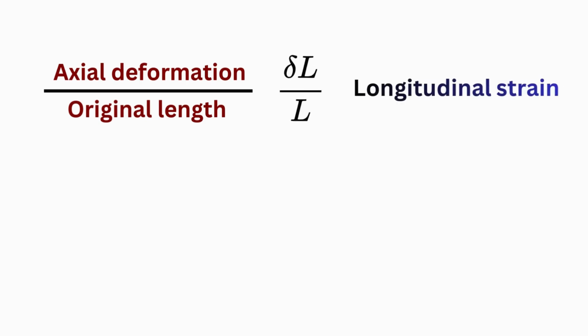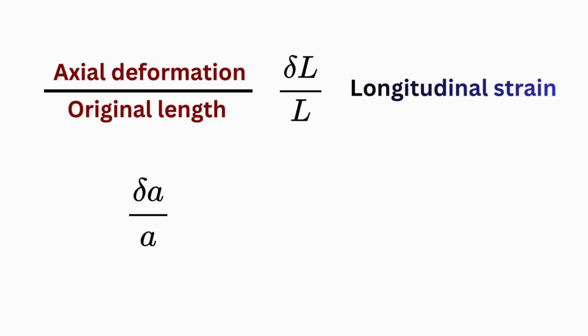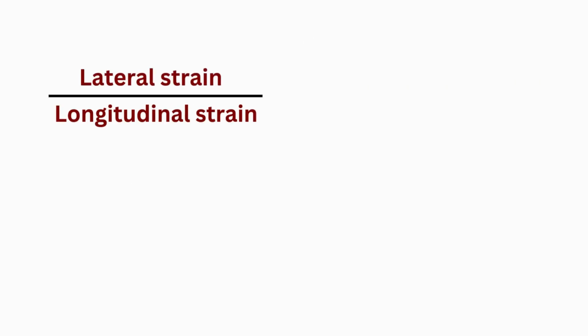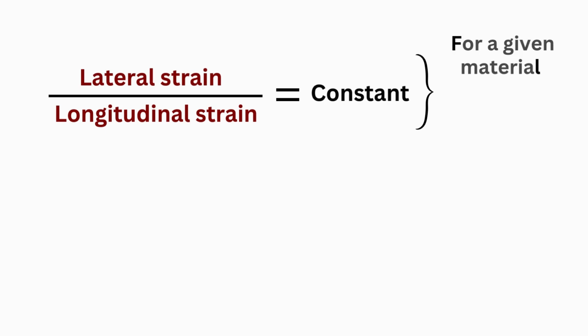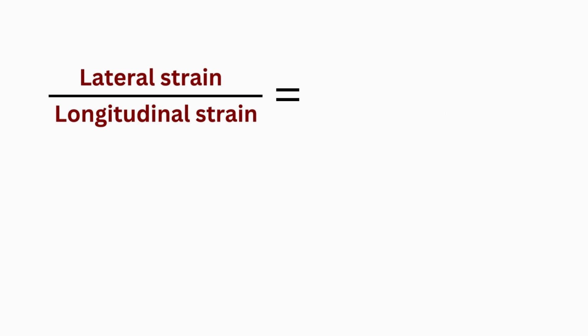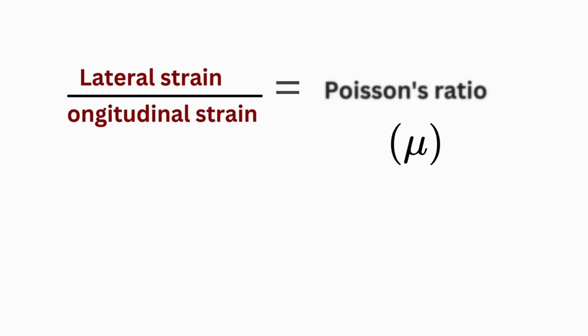The ratio of axial deformation to the original length of the body is known as longitudinal strain. The strain at right angles to the direction of applied load is known as lateral strain. The ratio of lateral strain to the longitudinal strain is a constant for a given material, when the material is stressed within the elastic limit. This ratio is called Poisson ratio, and generally denoted by μ.